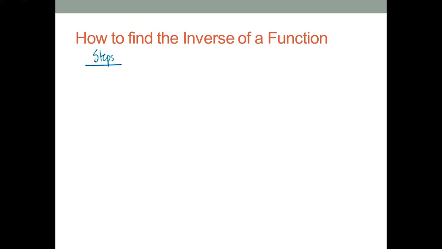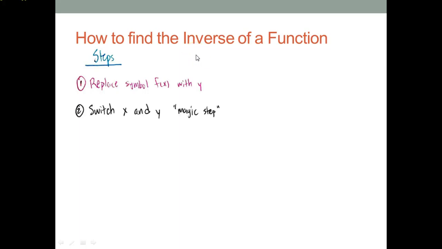Now I know that I rarely give you guys just rote steps to follow, but this is one of those times where it's important to make sure that we always know where we're going to find the inverse of a function. So the first step is to replace the symbol f of x with y, just the variable y. And then I'm going to switch x and y, their places.